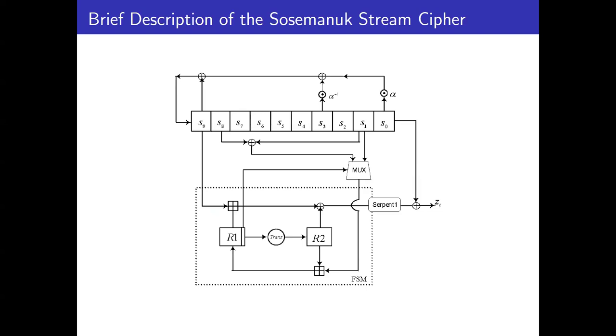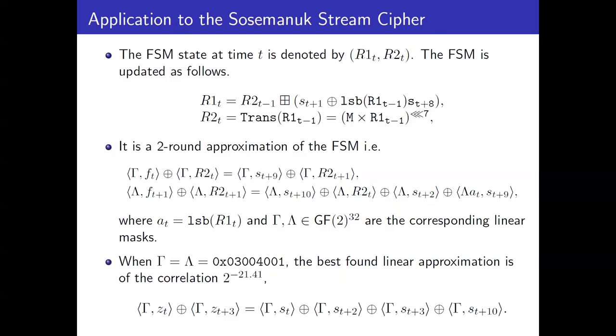Now we look at Sosemanuk. Sosemanuk is a stream cipher, which consists of a linear feedback shift register part and a finite state machine part. The difference from the SNOW family of stream ciphers is that here it has a 4-bit S-box, Serpent-1, and a multiplexer chosen according to the last 16 bits of R1. We make some linear approximation of this cipher, and finally we find that, with this linear mask, we have the best found linear approximation with bias 2 to the minus 21.41. This is the linear approximation.